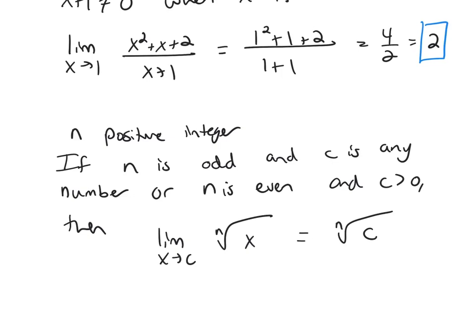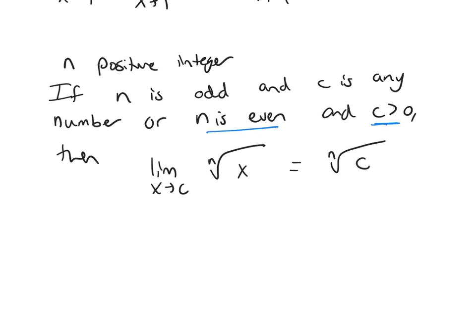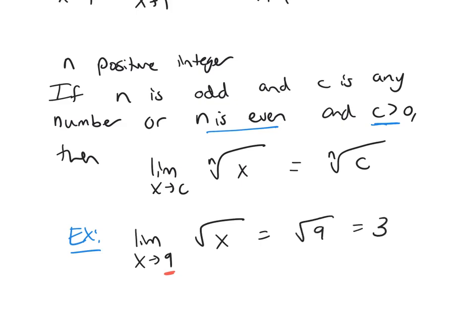So the one little caveat is if n is even, so for example, if you're looking at a square root, you can't take the square root of a negative number, which is why there's this extra condition here that if n is even, c needs to be positive. So this is great. I can just substitute in for these roots, for radicals. So for example, if I wanted to find the limit as x goes to 9 of the square root of x, here n is 2 because it's a square root, and 9 is positive, so I can just plug in, this would be the square root of 9, which is 3.